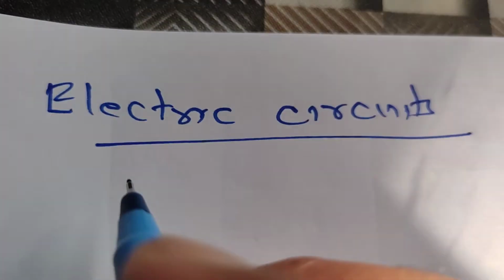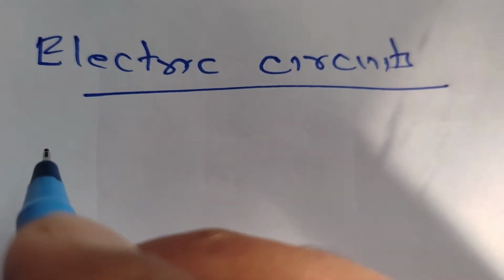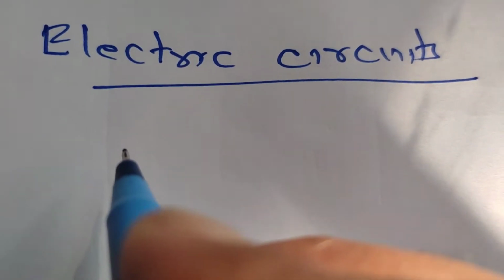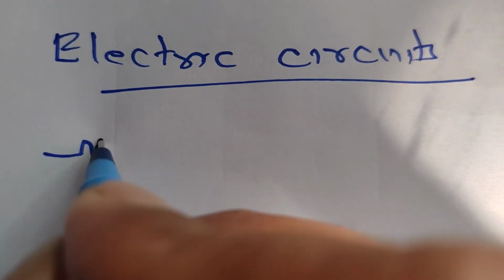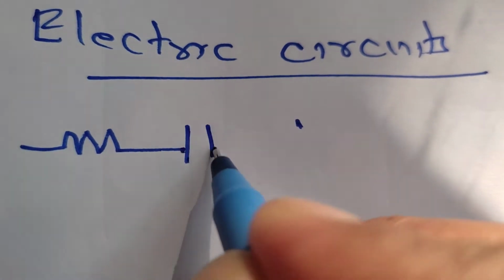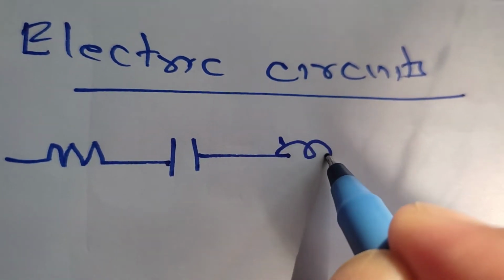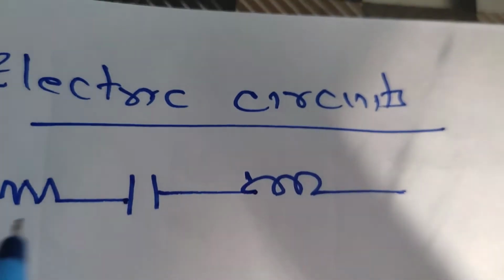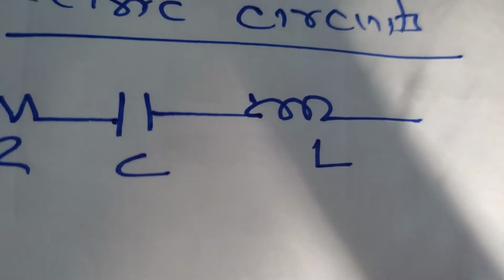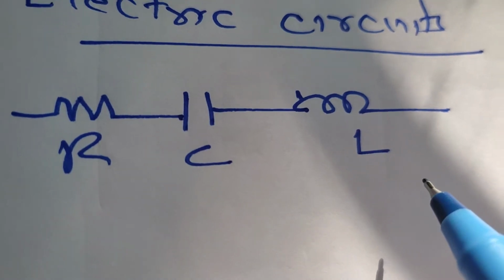Today we are going to discuss electric circuits. What is an electric circuit? An electric circuit has resistance, capacitance and inductor. So resistor, capacitor, inductor. These three elements make up an electric circuit.